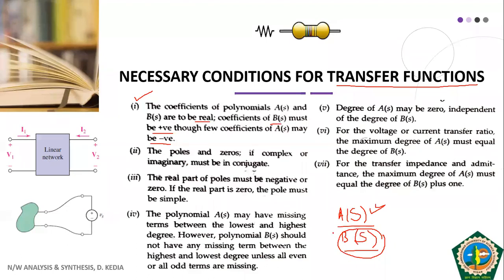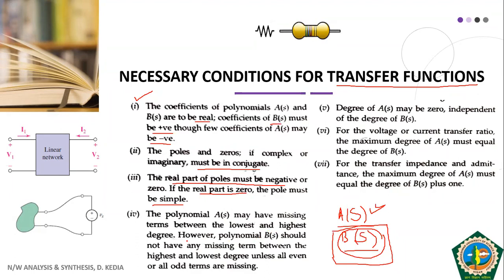So we mainly focus on this pole part in most of the conditions. So here also same thing. Another thing is the poles and zeros, if complex, they must be in conjugate. It is exactly the same as we discussed earlier. Another thing is, see, the real part of the poles must be negative. Okay. And if the real part is zero, then the pole must be simple. Simple means the power of s is 1. Okay. Then we may have missing terms between the lowest and highest degree.